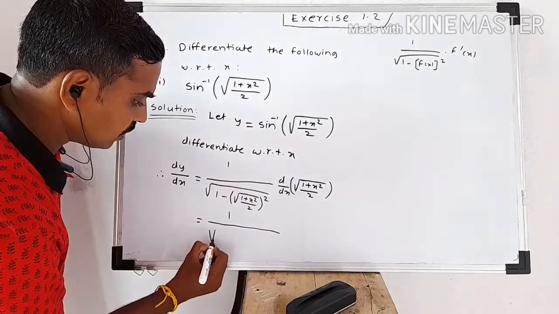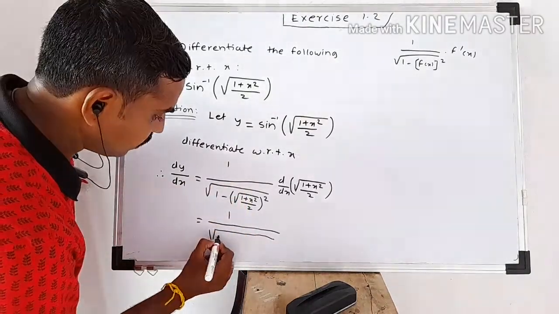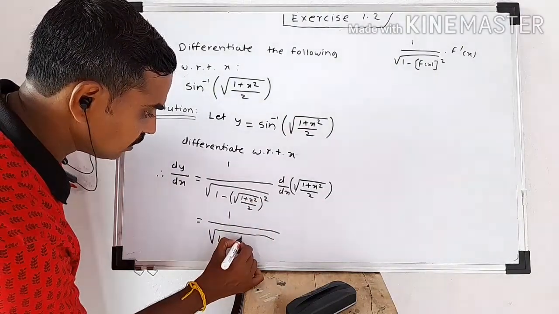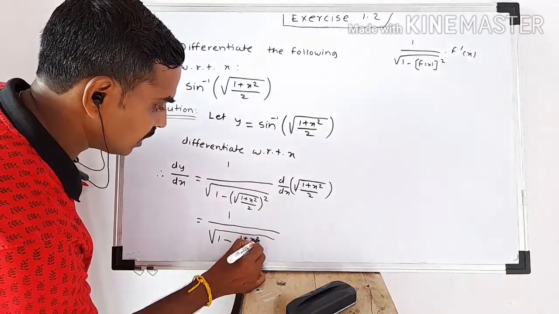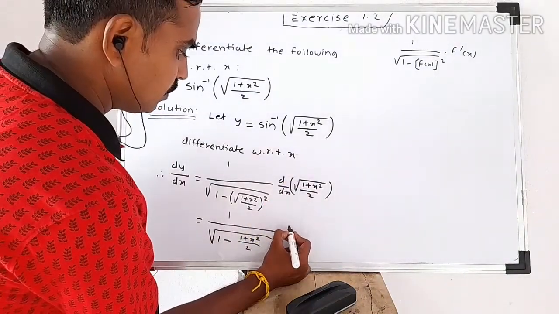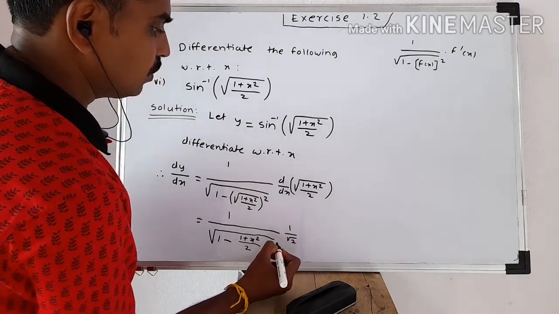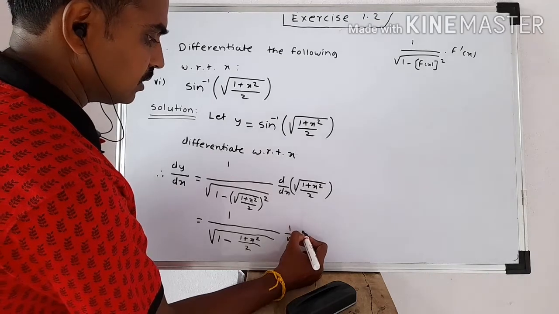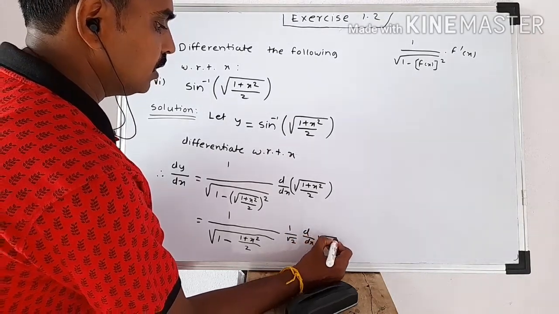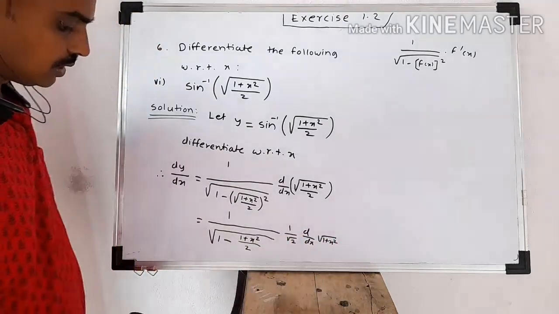Now here the simplified form of the expression in the denominator root is 1 minus, what is the square of this root expression? Here we can write the root and square get cancelled, leaving 1 plus x square divided by 2. And to write the derivative of this expression, first of all we will take 1 by root 2 constant outside the derivative expression. Therefore in the derivative we will get only this expression.